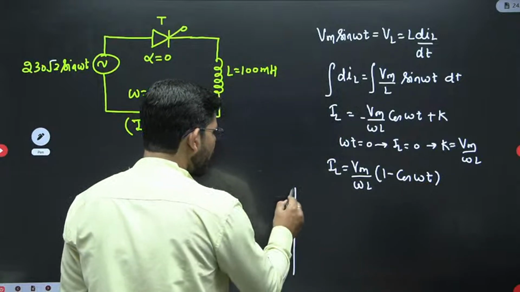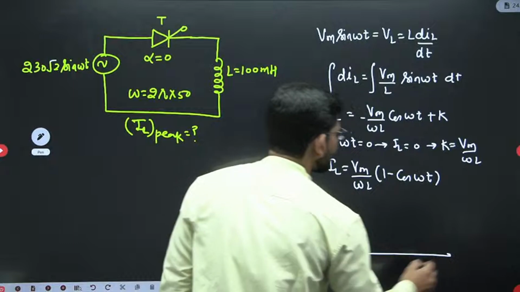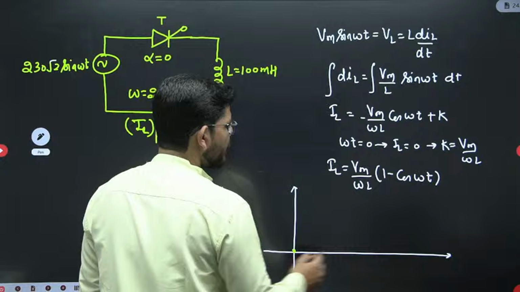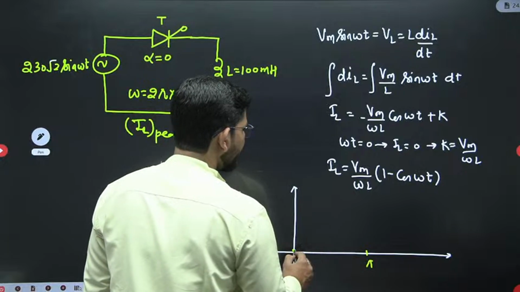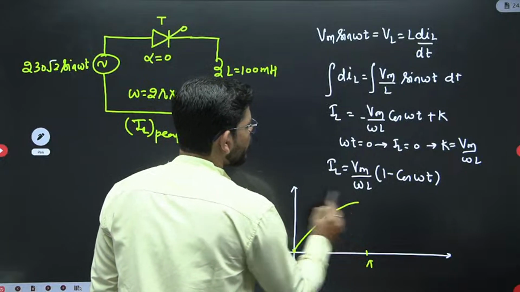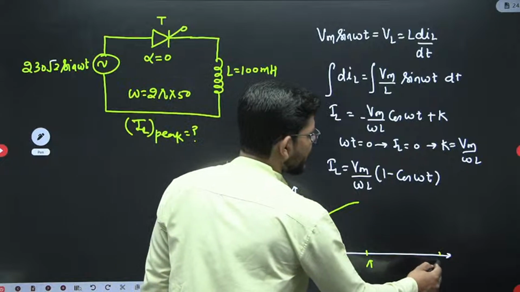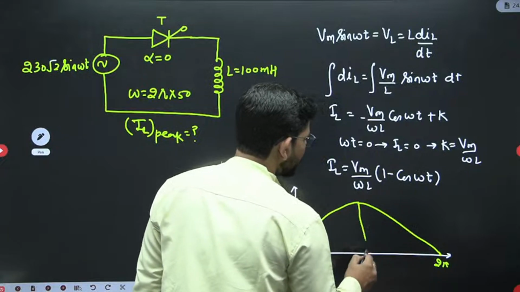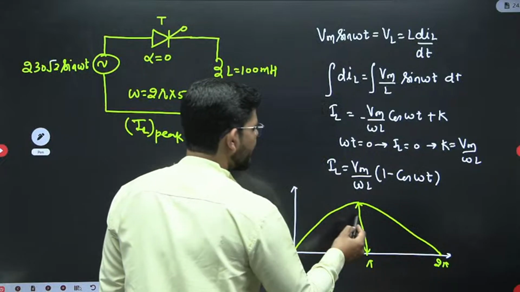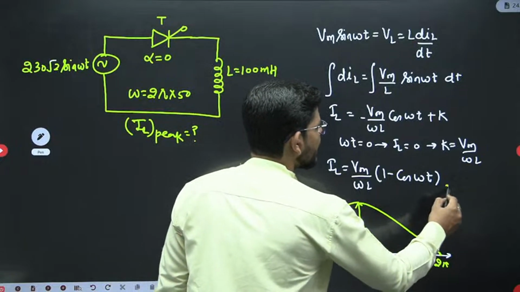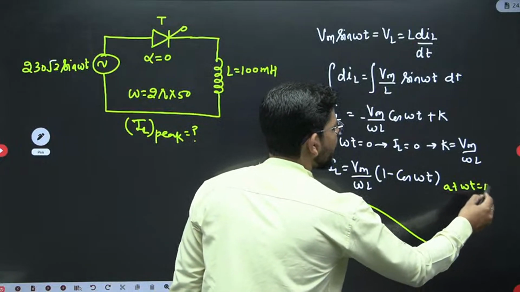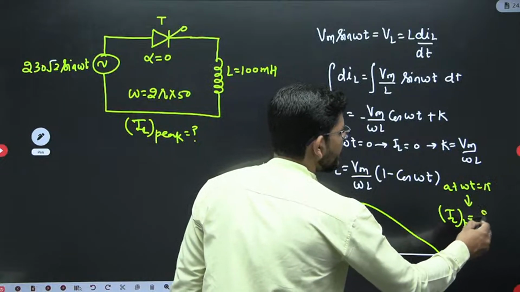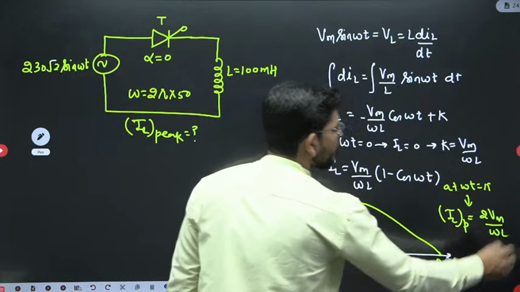Now when you plot it, you will get a waveform like this. If we put omega t to be 0, it will be 0, right? If we put omega t to be pi, then it will be Vm by omega L. If we put 2 pi, then again the current will be 0, okay? So how much is the peak value? The peak value we will get at pi. So at omega t equals pi, you will get IL peak, and IL peak will be 2 Vm by omega L, right?